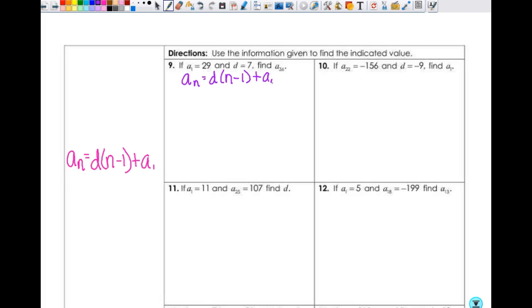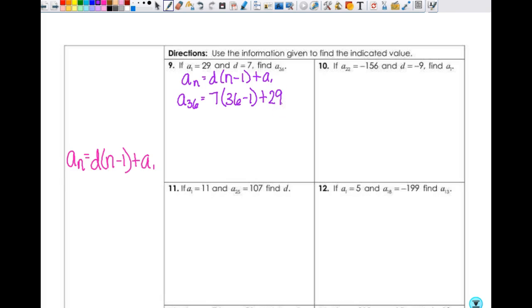Then, like any other formula, you substitute everything in that you know. I don't know a sub n. That's what I'm actually looking for, a sub 36. So this is a sub 36 is equal to d, which is 7, times n minus 1. What's n? 36. Because this is a sub n. So n is 36. So 36 minus 1 plus a sub 1, which is 29.